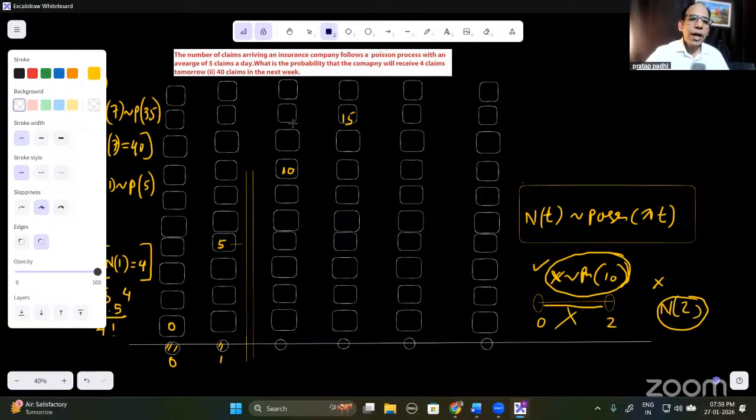So now, waiting time means you are continuously here. The claim at 9 a.m., 10 a.m., 10:30, 11, 12. At 12, another claim came. So now you occupied that state, and your state is changing. That is why waiting time is important. Here in the Poisson process, waiting time follows an exponential pattern. Surprisingly.